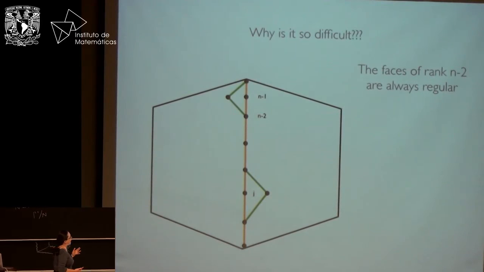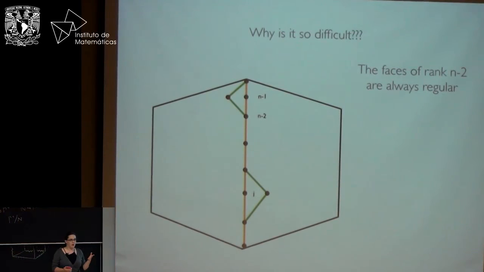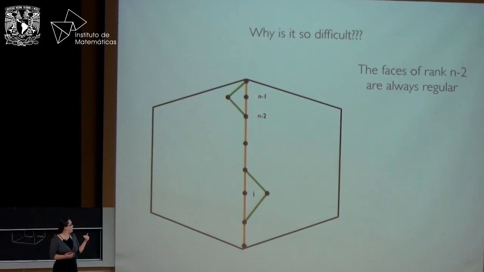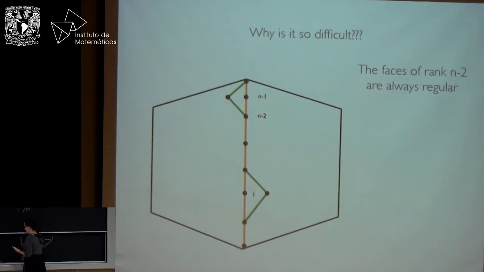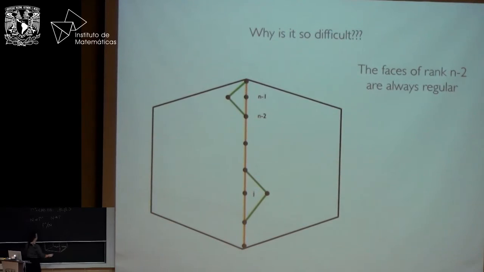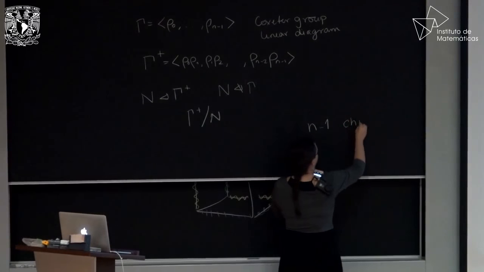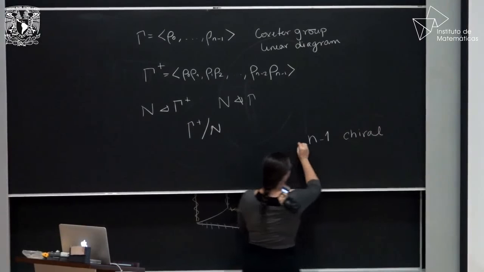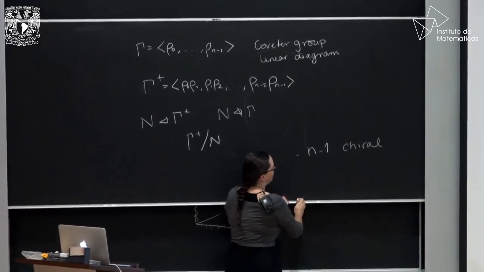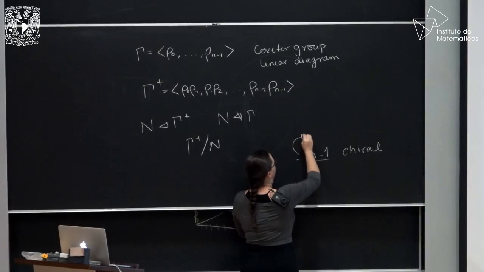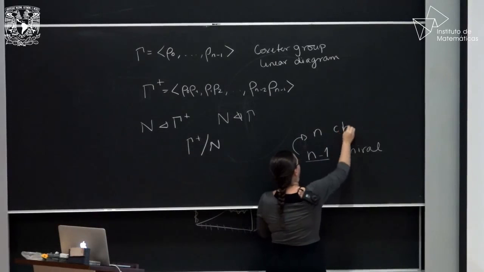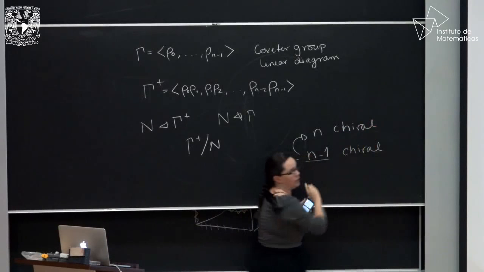Well, because it's really difficult to construct things in a way that I take something of one rank, and then with this I build something of the higher rank, and then I keep growing like that. Because I start with something chiral of rank N minus 1, and I would like to use this to construct something of rank N that is chiral. And maybe I can do it.